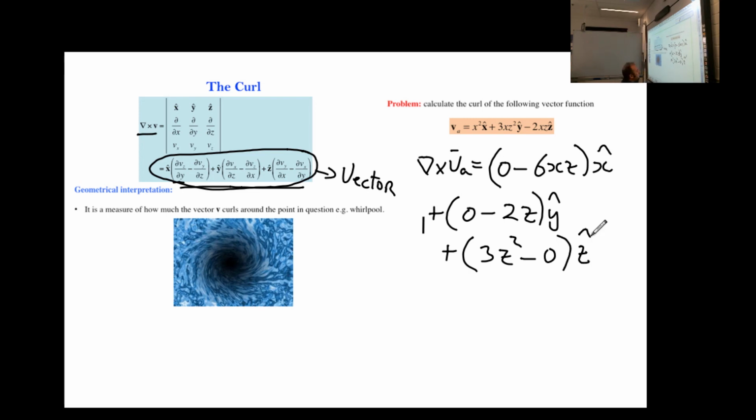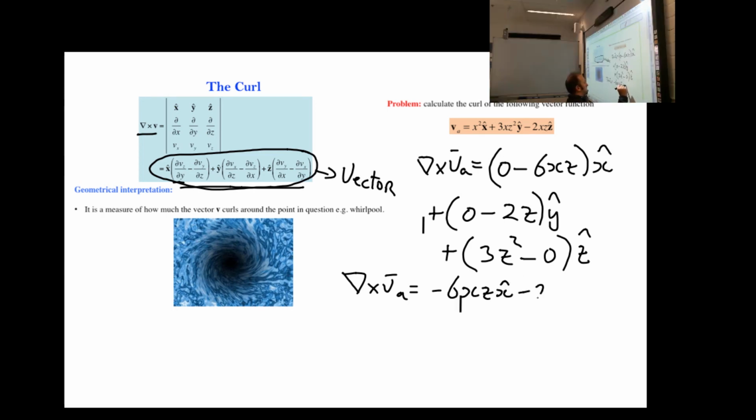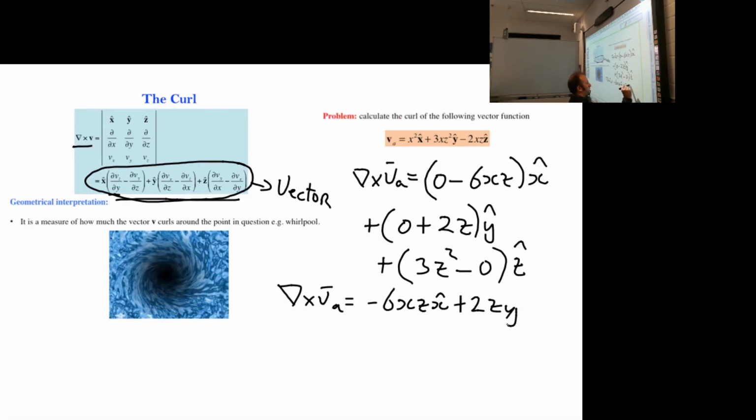Okay, so our curl of VA is equal to minus 6xz x hat, y hat, plus 3z squared z hat. Okay, so this is our curl.